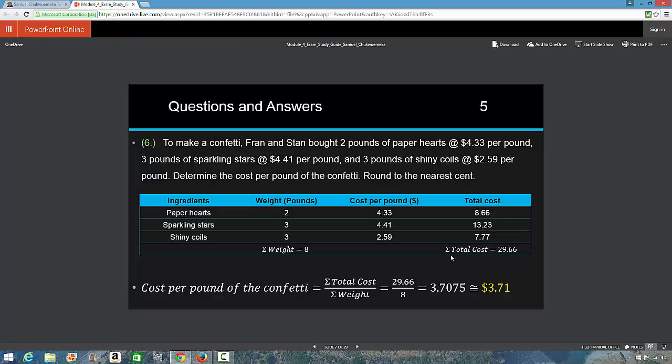Sigma is a Greek letter. We mentioned it in the Module 3 homework study guide. So when you do that, you see that the cost per pound will be the summation of the total cost of all the ingredients divided by the total weights of the ingredients. And then you will get $3.71.